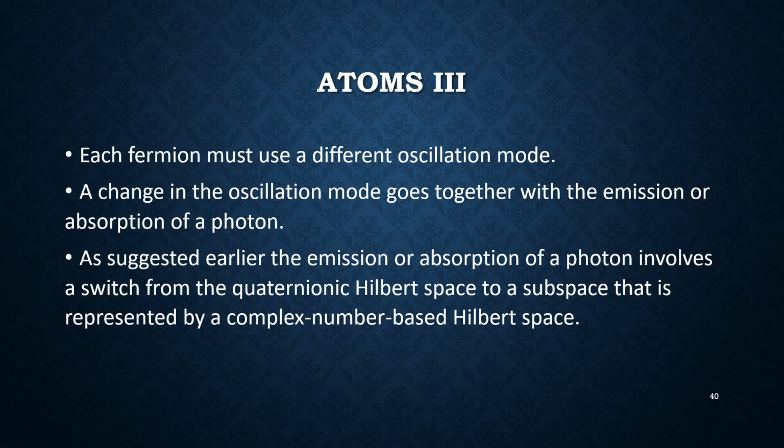Each fermion must use a different oscillation mode. A change in the oscillation mode goes together with the emission or absorption of a photon. As suggested earlier, the emission or absorption of a photon involves a switch from the quaternionic Hilbert space to a subspace that is represented by a complex number-based Hilbert space.